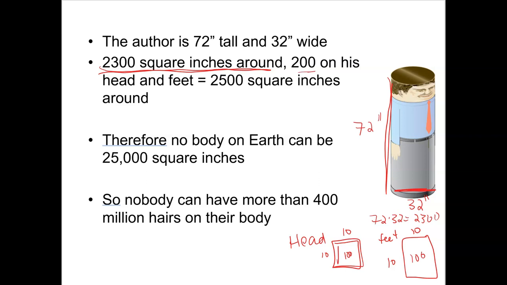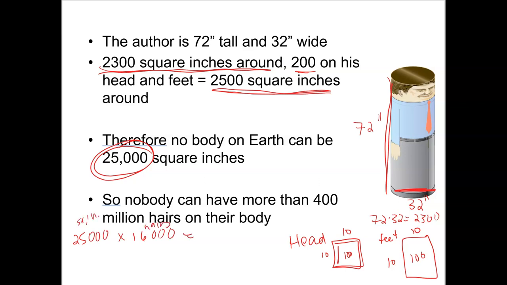So including the 200 from his head and his feet, let's say he's got about 2,500 square inches where he would have hair on his body. If we say 2,500 square inches, maybe you're thinking, well, that's too small. It could be more. So let's go crazy. No one would have 25,000 square inches of body. So 25,000 is really, really big, and we previously said 16,000 is way too many hairs. Let's multiply those: 25,000 times 16,000. This is the square inches of body, and this is the hairs.